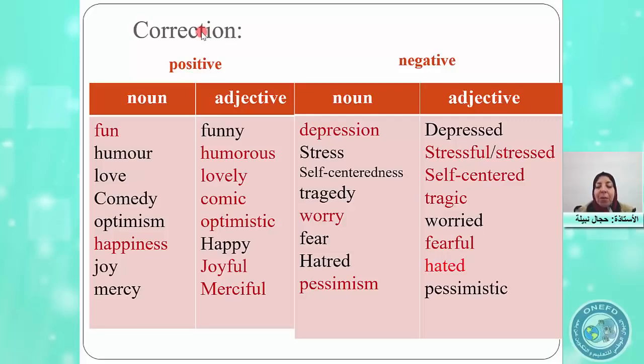Self-centeredness is the noun. Self-centered is its adjective. Tragedy and tragic as an adjective. Worried is the adjective. The noun is worry. Fear is a noun. Its adjective is fearful. Hatred is the noun for the adjective hated. Pessimistic is the adjective for the noun pessimism.